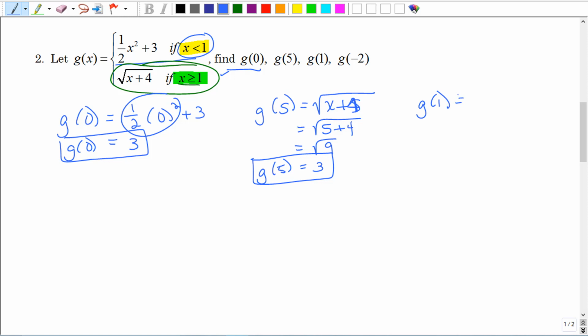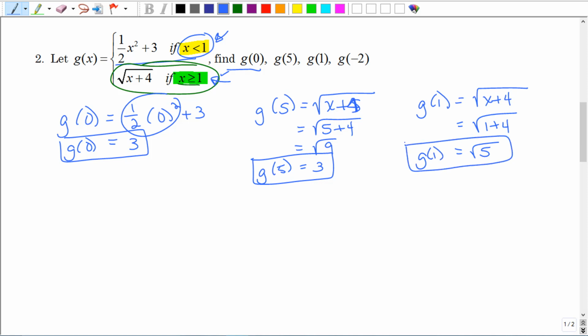Now 1, well 1 is not less than 1. 1 is greater than or equal to 1. See that little bar? That means equal to 1. So again, I'm going to use the bottom piece, and I get the square root of 5, which I cannot simplify. Don't need a calculator, just leave it as the square root of 5.